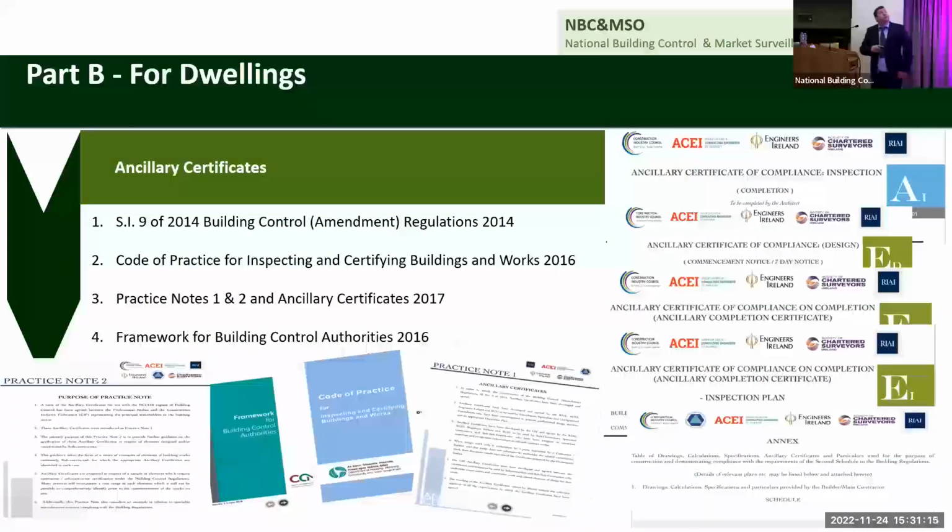So your ancillary certs: SI 9 of 2014, the Building Control Regulations. You have the Code of Practice, Practice Notes 1 and 2, the ancillary certs 2017, and the framework for building control authorities. All very useful documents, all there that you can get. The links are actually on them where you can click them, and you should be able to download them for ease.